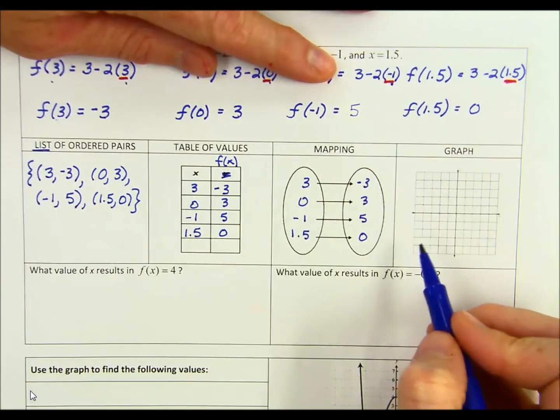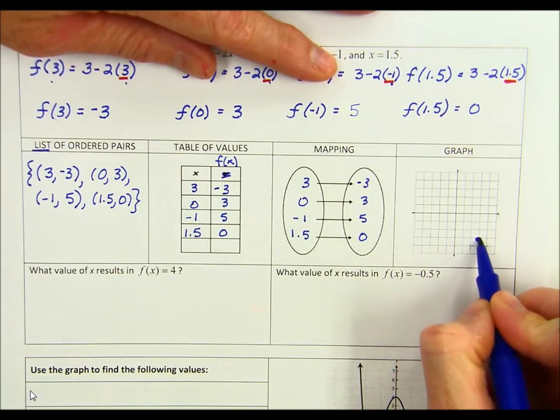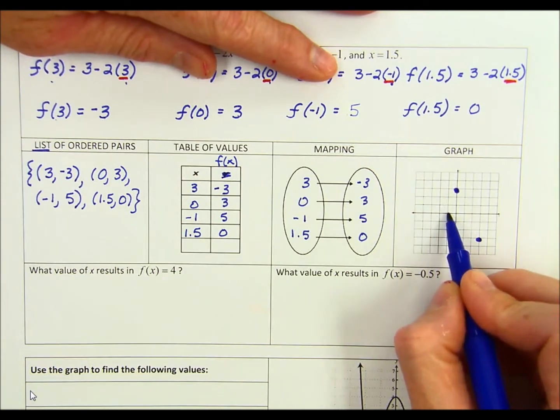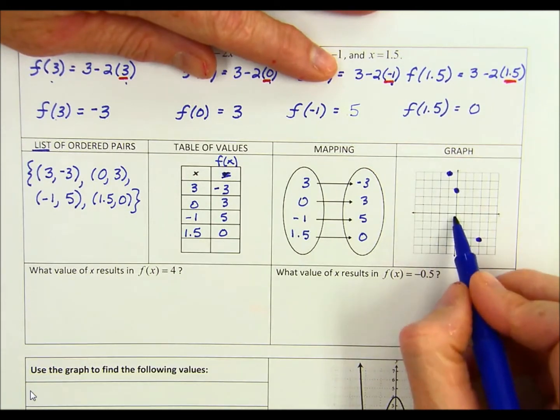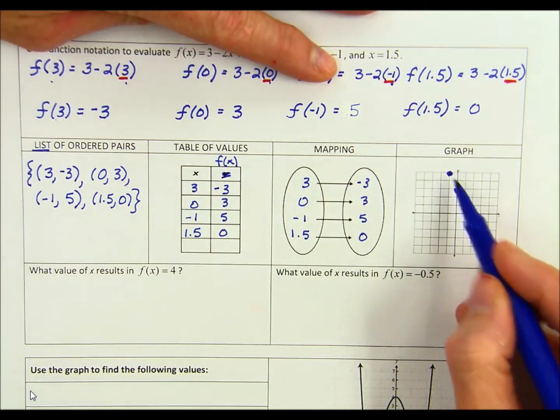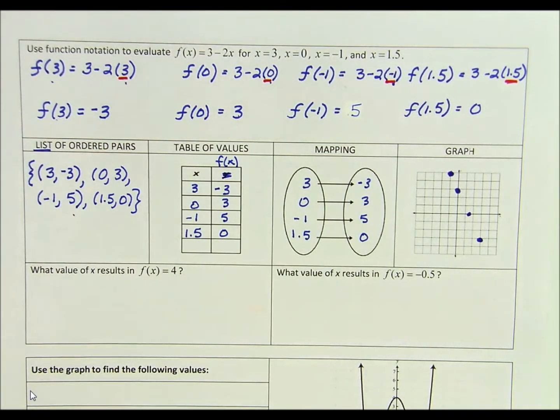Now, from the graph, we would just graph our ordered pairs. We have (3, negative 3). We have (0, 3). We have (negative 1, 5). And we have (1.5, 0). So we have the graph here. This is our list of ordered pairs. So function notation, we're doing the same thing. It's just a new notation. You just need to understand how it works and how to read it.